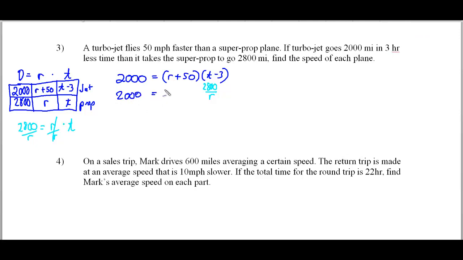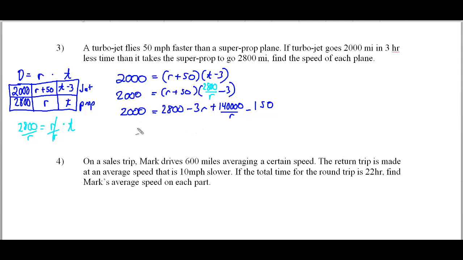Take your 2,000, I've got R plus 50 times 2,800 divided by R minus 3. So what I'm going to do now is FOIL all of this. R times 2,800 divided by R is just 2,800. R times negative 3 is negative 3R. 50 times the 2,800 divided by R is going to be positive 140,000 divided by R. And then 50 times negative 3 is negative 150. And that's equal to 2,000 over here.